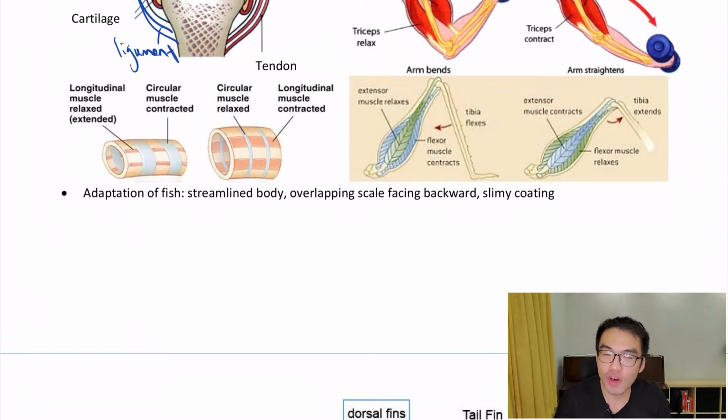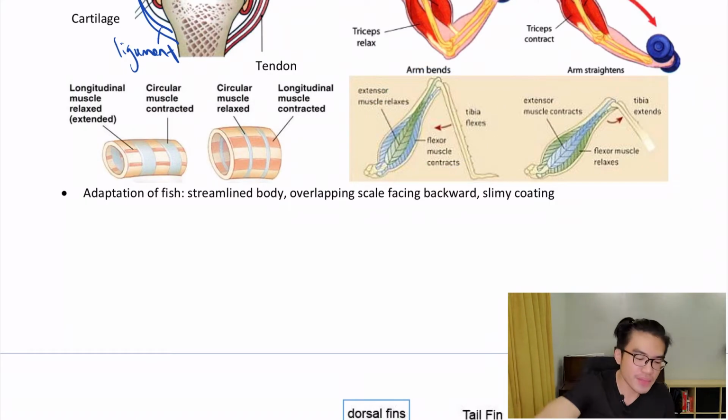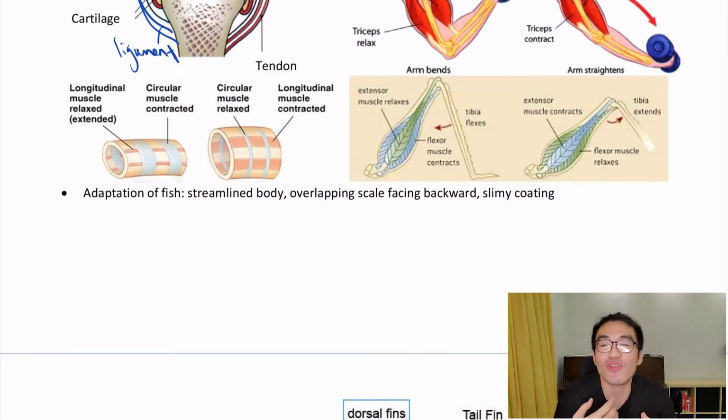Next, you have your grasshopper. This is the hind leg. When this muscle contracts, when this muscle relaxes, they will fold their leg. And then when this muscle relaxes, when this muscle contracts, they will extend their leg. This is how they jump.